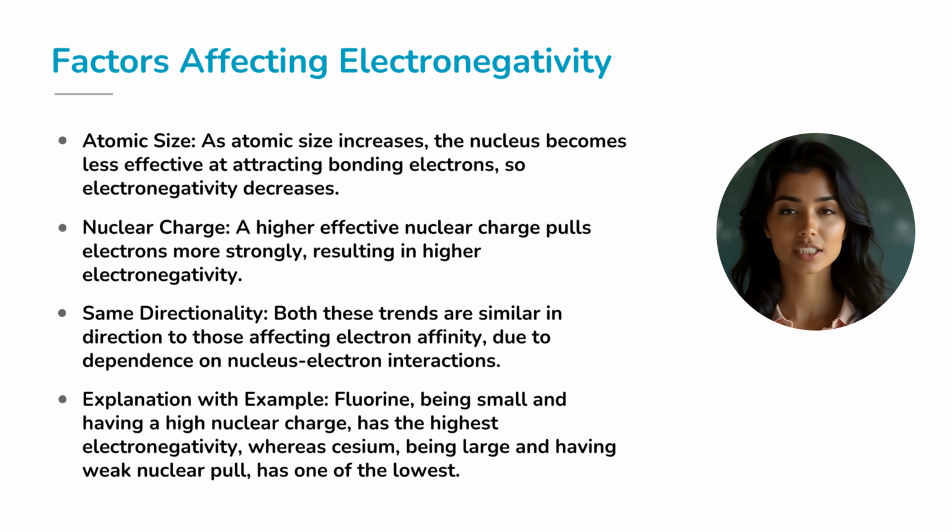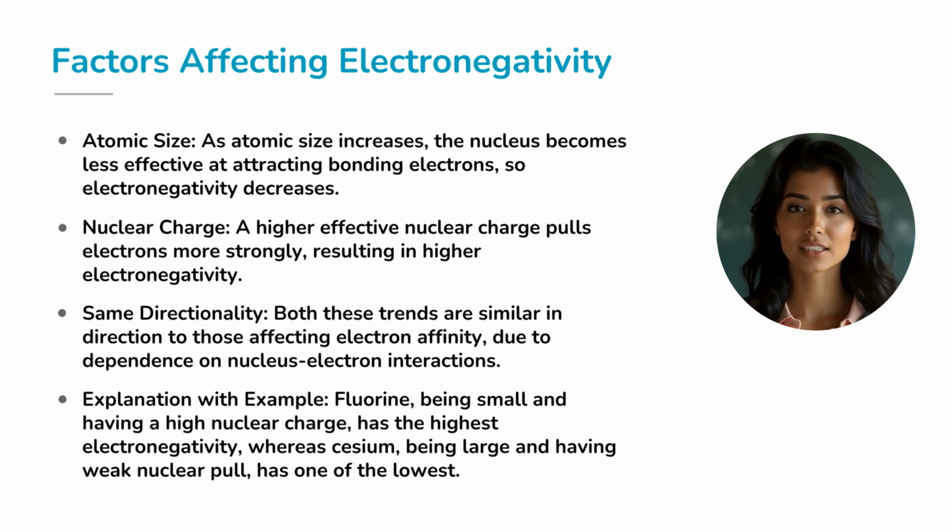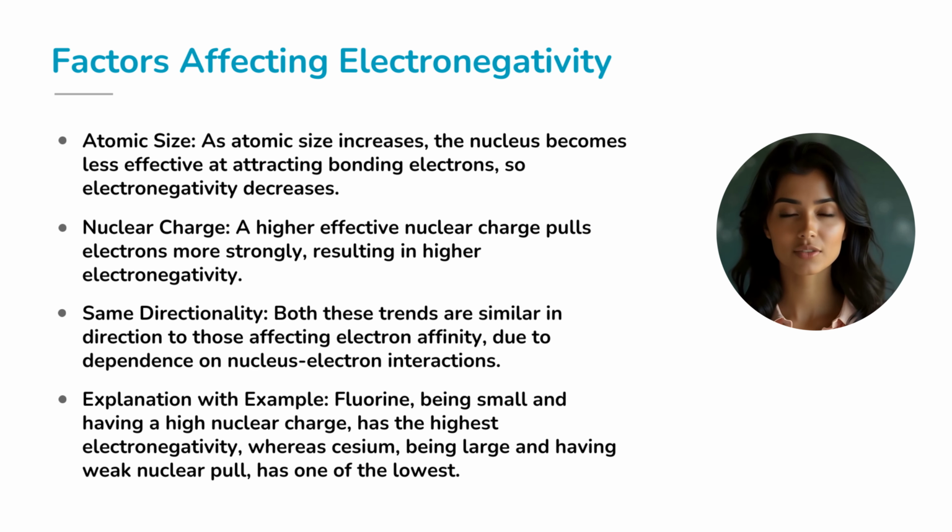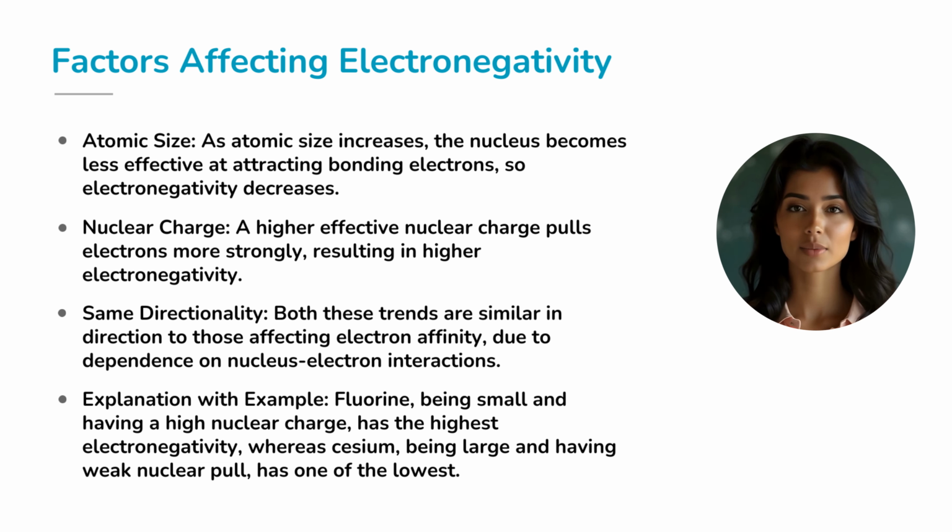greater electronegativity. But here's the key, both these factors operate similarly to how they affect electron affinity, since in both cases, the atom's ability to attract electrons is being measured. Let's take fluorine as an example. It's tiny in size and has a high nuclear charge relative to its size. So, it's no surprise that fluorine is the most electronegative element in the periodic table. Compare that to cesium, a large atom with lower nuclear pull, its electronegativity is very low.